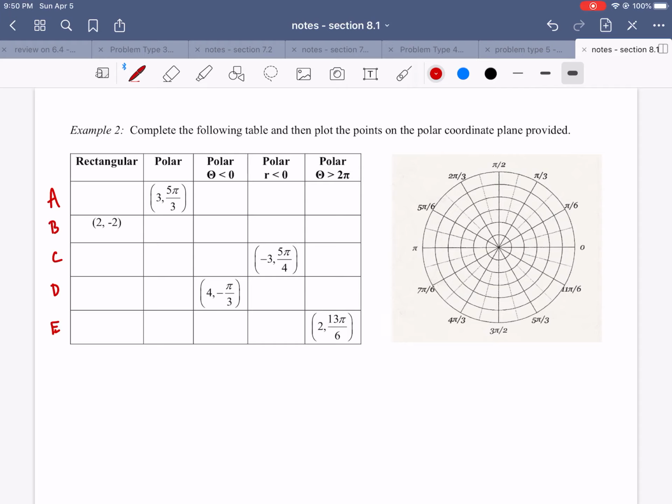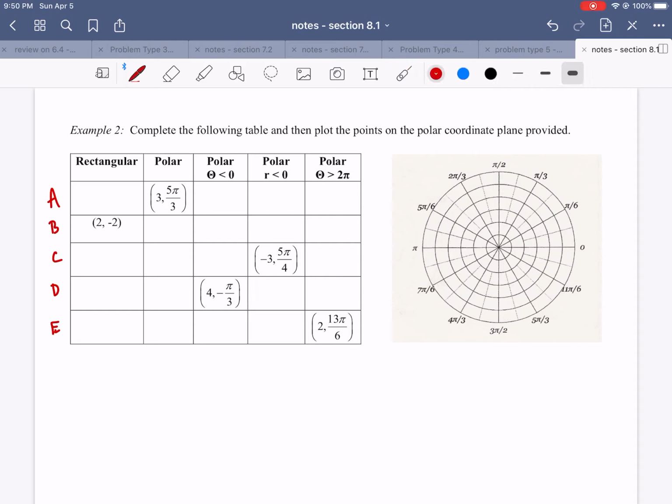I've given you one of the pieces of information for each of these 5 points. I've gone ahead and labeled all of these A, B, C, D, and E. And so we'll just start with point A. We'll fill in the rest of the columns, and then we'll move to B and to C, etc. Okay, so starting with polar, we're given that this has a radius of 3 and an angle of 5 pi over 3. Now, the first thing that we want to do, and really, you can go in whatever order that you want here.